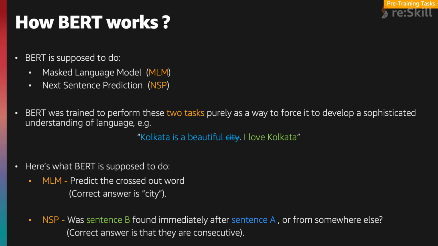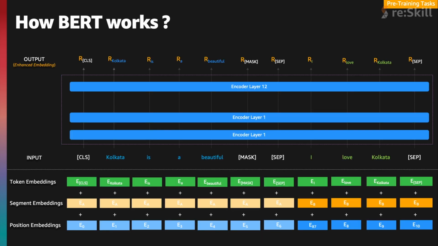Let's take 2 sentences. Kolkata is a beautiful city. I love Kolkata. During the pre-training phase, BERT is supposed to predict the crossed out word, that is city, as a part of MLM, and as a part of NSP, it is supposed to predict if sentence B is found immediately after sentence A. Researchers of BERT have presented the model with different configurations, like BERT Base and BERT Large.